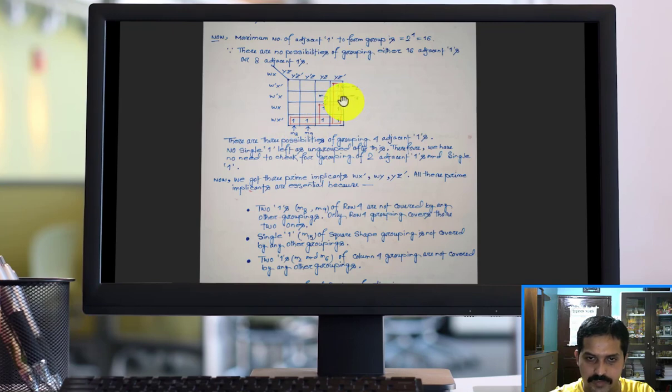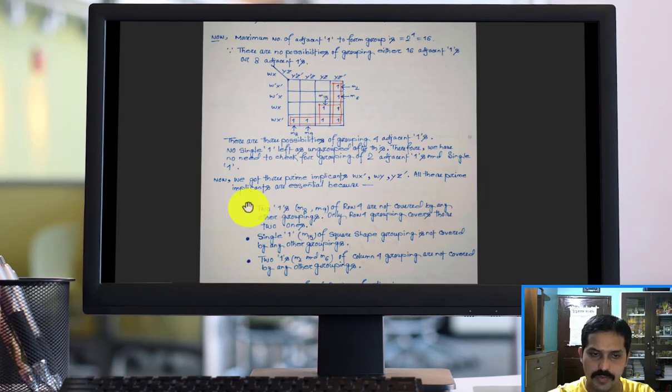and this is our WY, this is our YZ'. Now we got 3 prime implicants: WX', WY, YZ'. All these prime implicants are essential. These two ones, WX', this one, WY, and YZ'. YZ' is this one, this is WY.